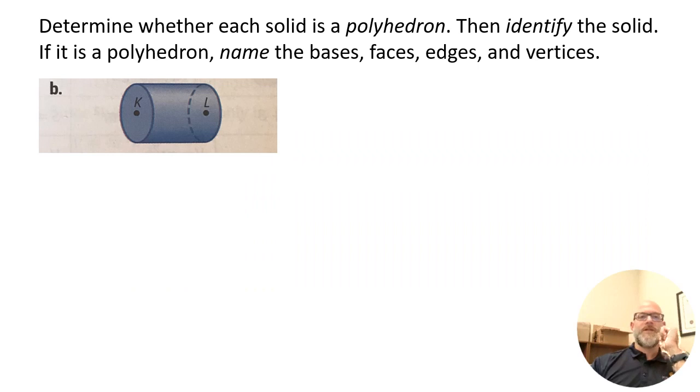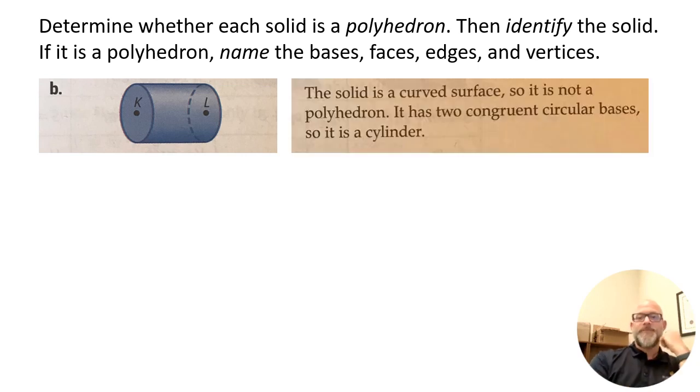All right, let's try another. Determine whether each solid is a polyhedron. Is it a polyhedron? No, it's a cylinder. What makes it a cylinder? 2 congruent circular bases connected by a curved surface.